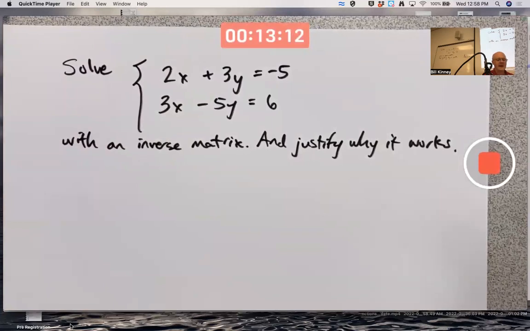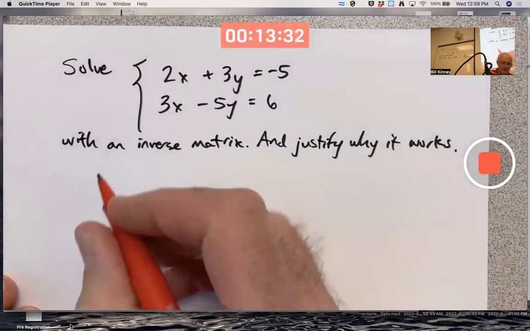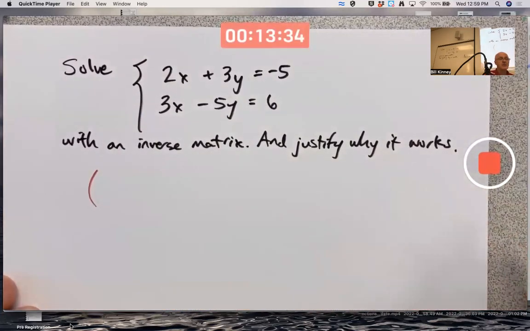All right, let's work through this now, and then we'll talk about why it's important. Before we solve it with an inverse matrix, let's justify why it works, and we'll justify it in two ways, actually.